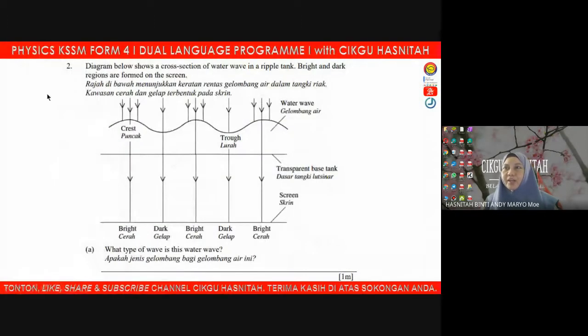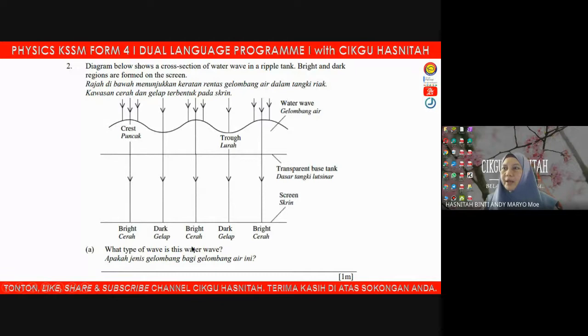Okay, now let's check on this. You are given a cross section of water wave in a ripple tank. Bright and dark regions are formed on the screen. So the screen is down here. Above here we have a lamp. When you turn on the lamp and the vibrator, this is how the wave forms, and this is the pattern you see down here. Bright, dark, bright, dark, bright, dark.